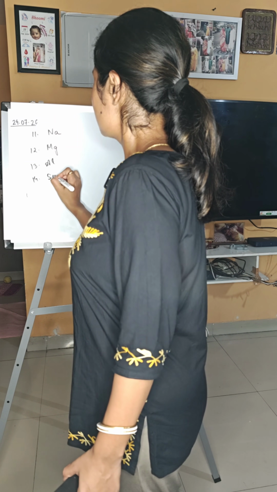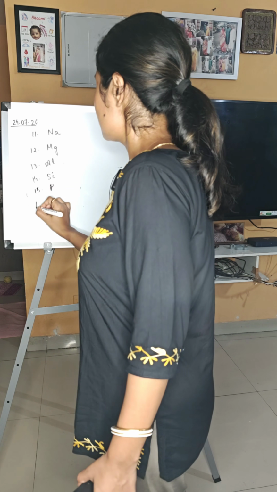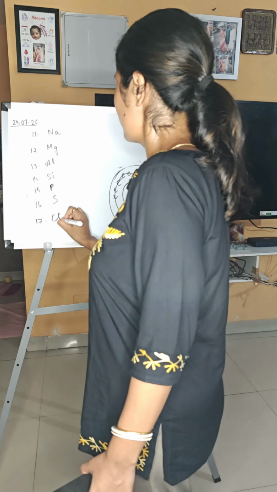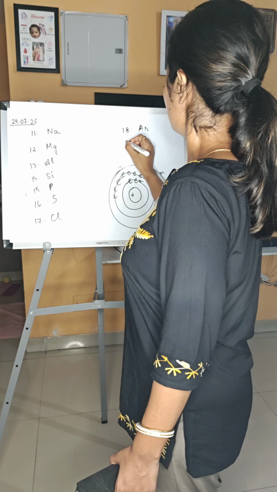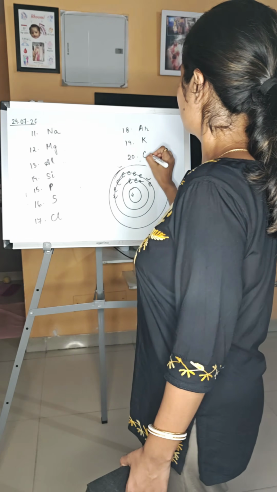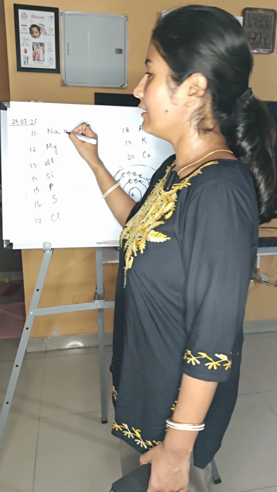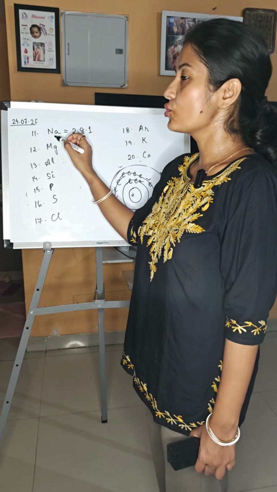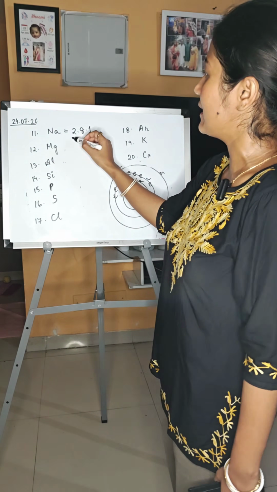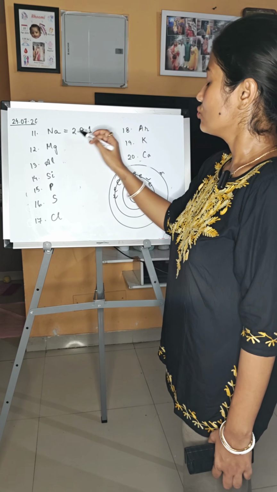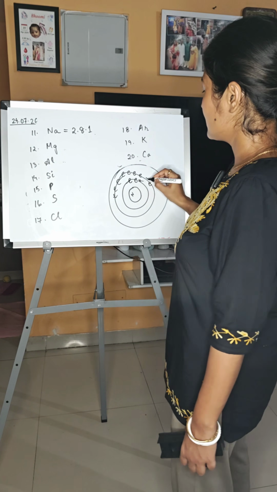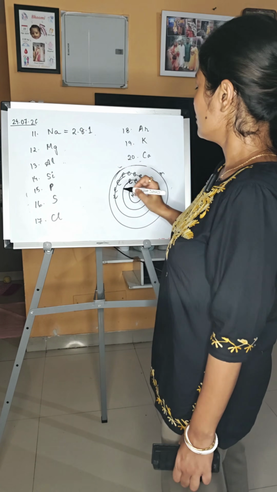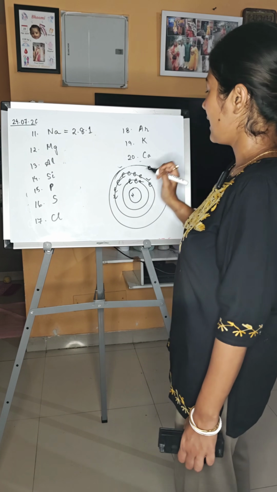aluminium, silicon, phosphorus, sulfur, chlorine, argon, potassium and calcium. So for the atomic number 11, the arrangement will be 2.8.1. For sodium, where atomic number is 11, this is the arrangement 2.8.1. 2 electrons in the K shell, 8 electrons in the L shell, and now since the L shell is full, the 11th electron will go to the next higher shell, which is the M shell.